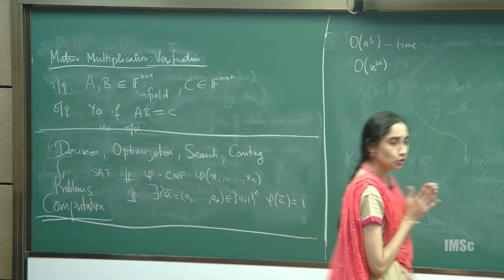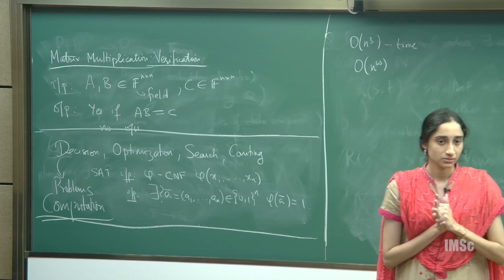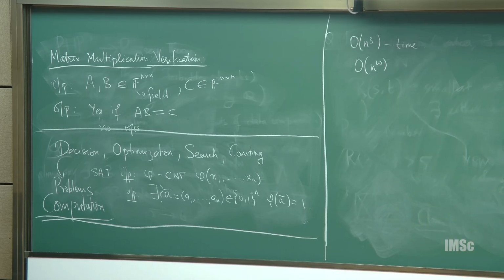Now the question is, should you multiply to verify? I did not ask you to multiply. I just asked you to verify. So can you do something better? For multiplication, we don't know an order n square time algorithm. For verification, do we know an order n square time algorithm? That's the question. Because I've already given you an output matrix, right? What I think is the output matrix, you have to just figure out whether it is or not. So is there a better way to do it?